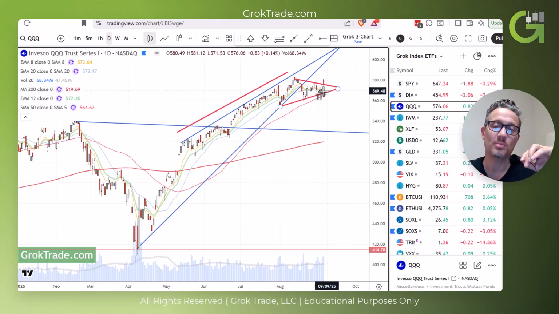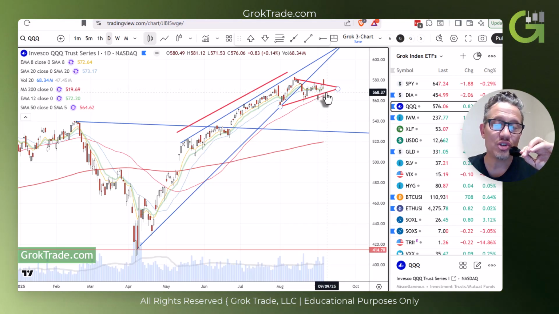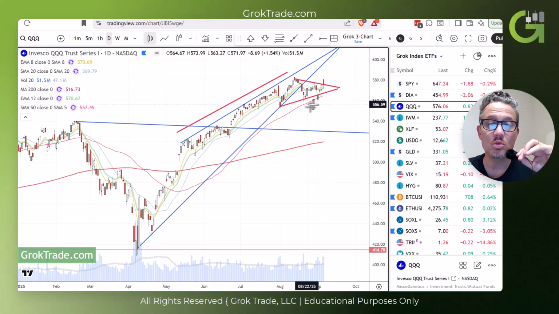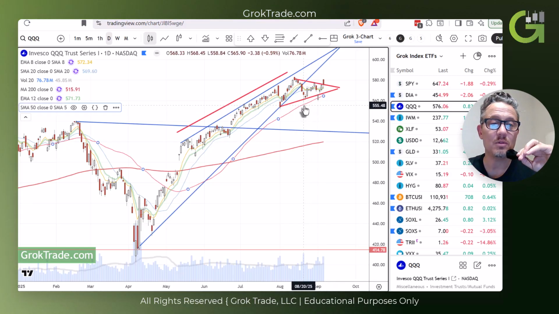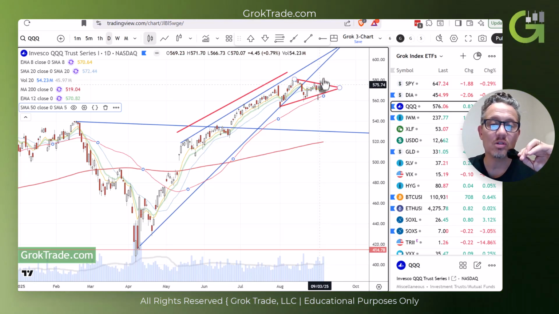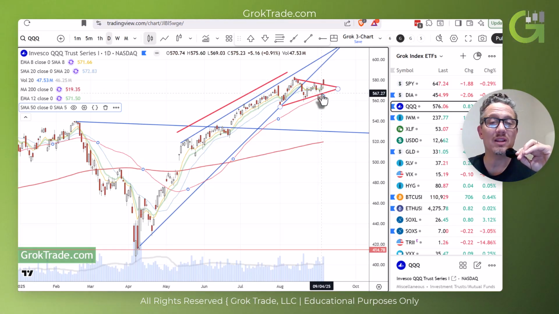This will be a failed bullish pennant if this lower trend line, that red one, gets violated. And this moving average that's coming up right here is the 50-day moving average on the QQQ. Will that hold? It's been a hot minute since we've been below it. Let's see what happens here.